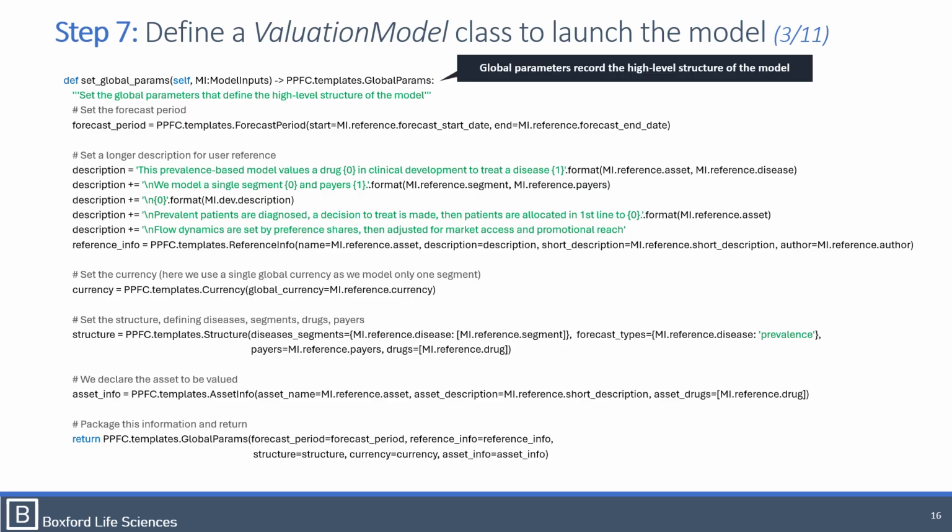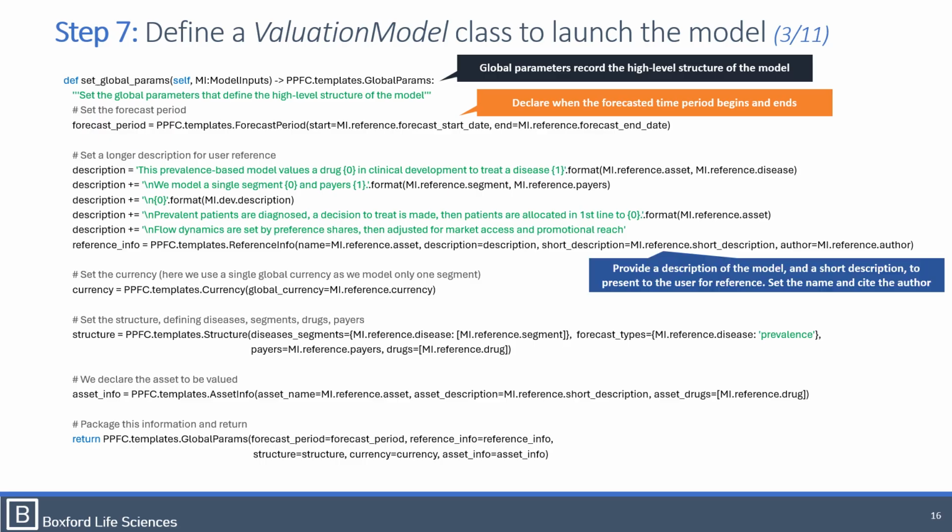For global parameters, these are things that record the high-level structure of the model. So we say, when does a forecast begin and end? Those are both inputs that we provide in the reference section. We create a description in text of the model based on how we've defined it, and then we have certain reference information for the name of the asset, description, a short description, and then author citation information.